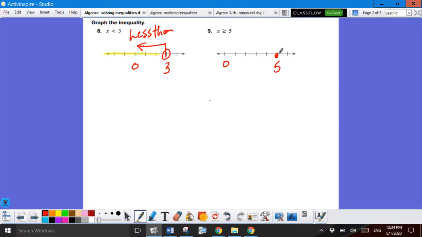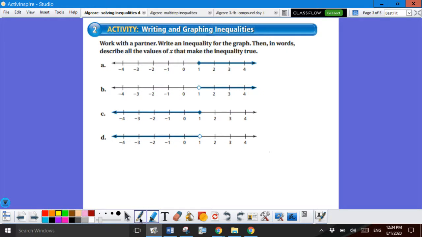And the next one, I've got 0, 1, 2, 3, 4, 5. That one is a closed circle, and it's going to the right. And my solutions are anything bigger than 5. So 6, 7, 8, 9, 10, etc. Okay, so let's go ahead and see if we can write the inequalities. So hit pause and write the inequalities.